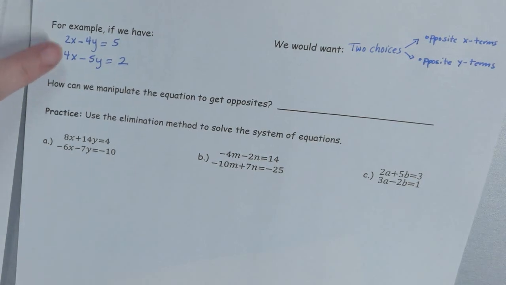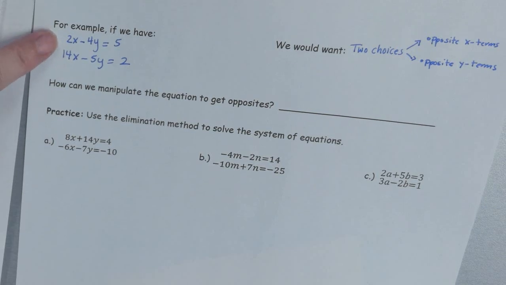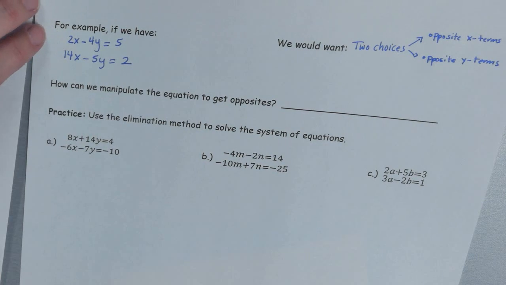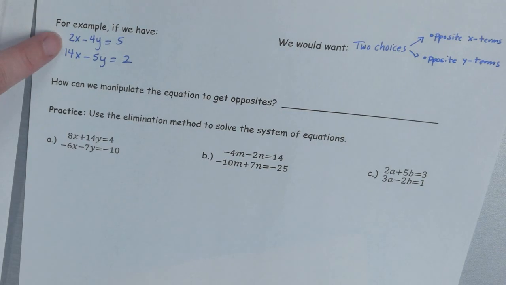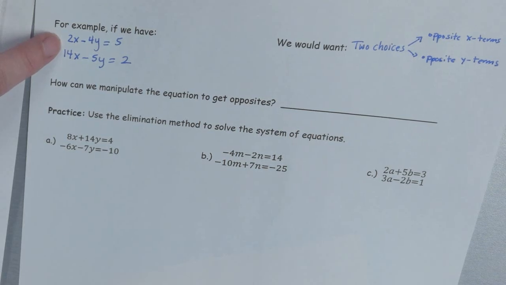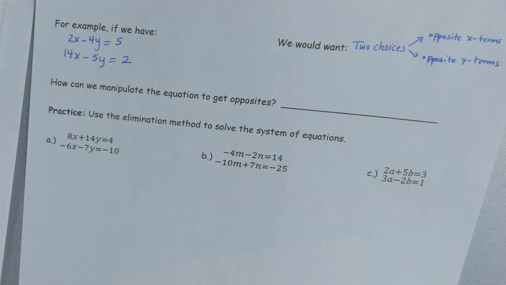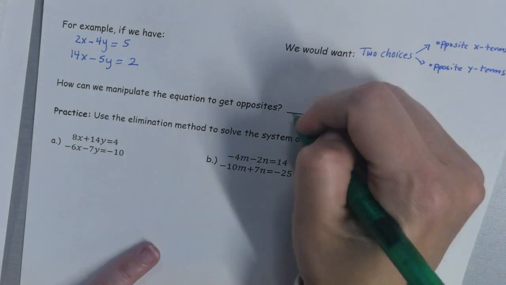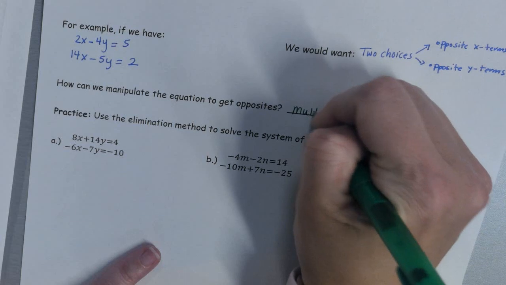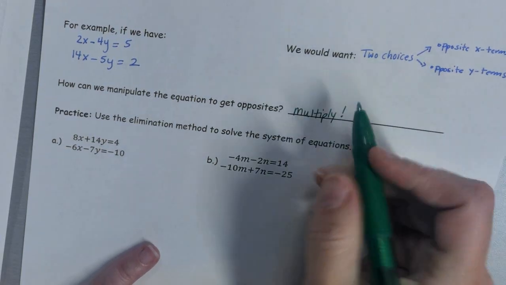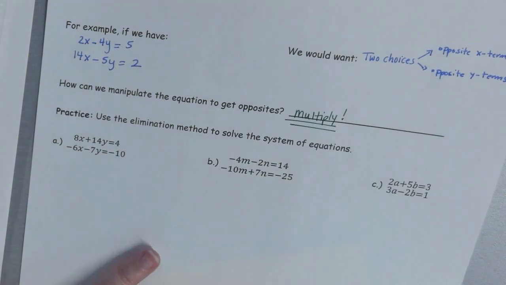So we have 2 and 14. Can you guys think of a number that we could make both of them so that they're opposites? Okay, so you could multiply the top by, and we would do -7 because we want it to be -14. But yeah, that's awesome. So how can we manipulate? Like Dane said, we're going to multiply, right? That's what we're going to end up doing, is we're going to end up multiplying.